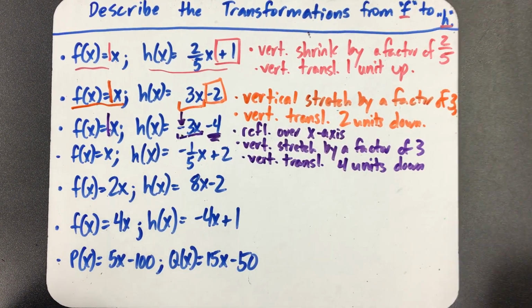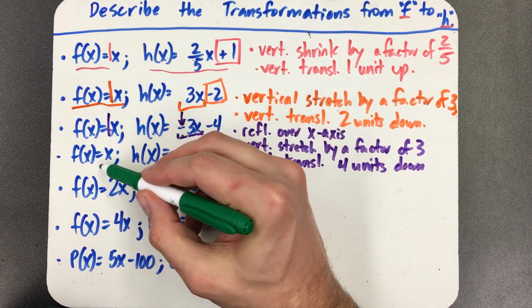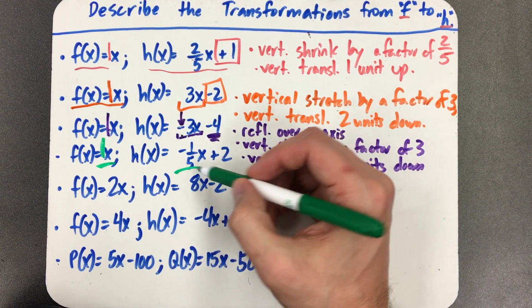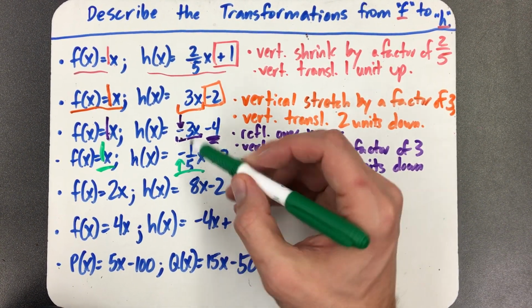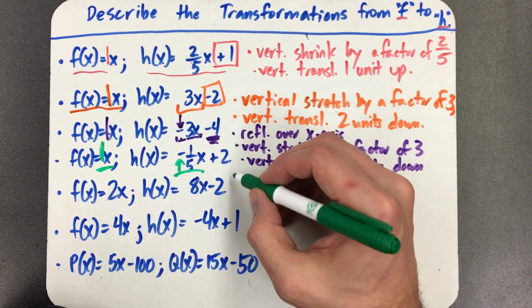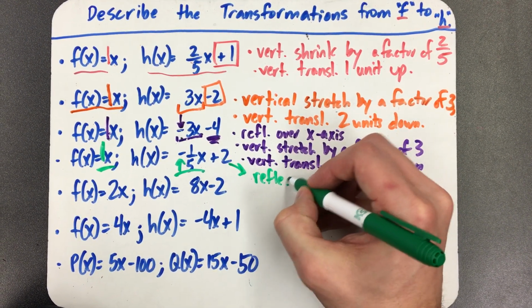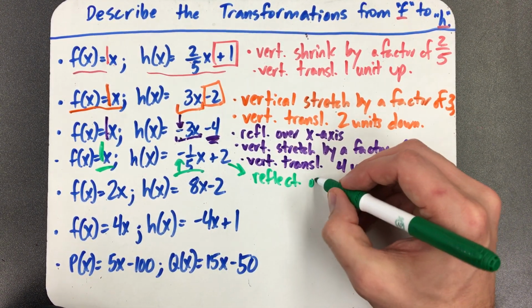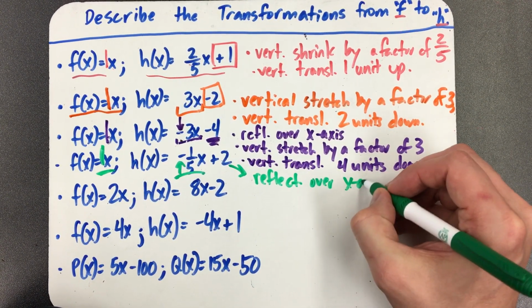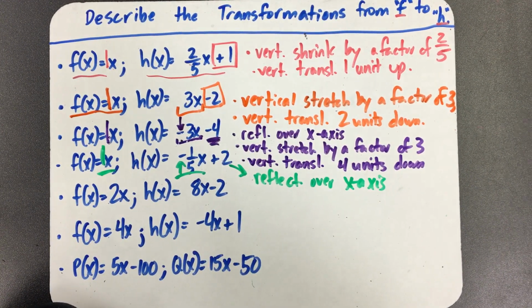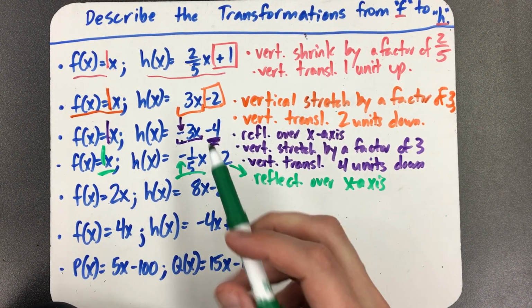So here on this one, the next one, we have just the basic one here that starts with a 1. And now look, all of a sudden, we've got a negative. This was a positive, this was a negative. Immediately when I see that, I'm going to put reflection over the x-axis. That's the first thing they did. I haven't even looked at the number yet. I can tell that's what happened just by looking at the sign being a negative.